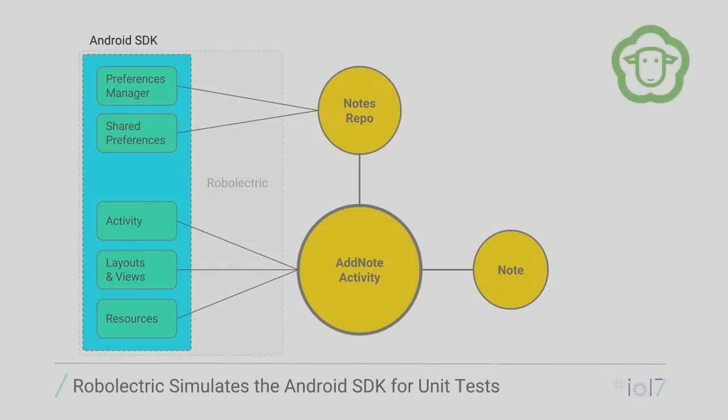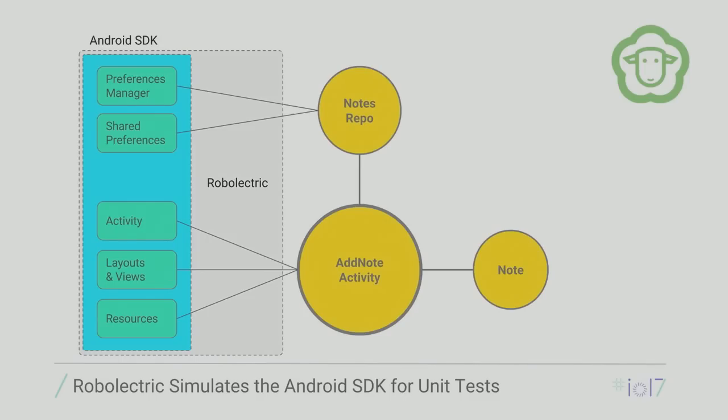Since Robolectric runs as a local unit test, it'll still be running on your workstation, not on an emulator. But Robolectric provides a little Android sandbox next to your test where the actual SDK code is running. You'll have access to your activities, your layouts and views and resources, and you can generally just call most Android methods and they'll work like you'd expect.